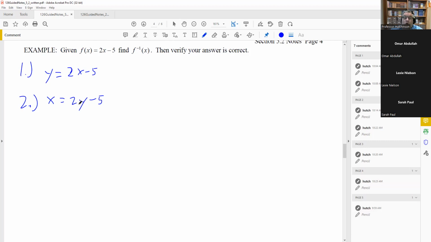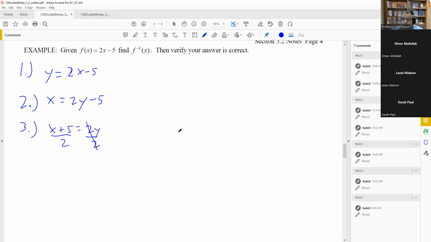Now as they're switched, we no longer have this solved for y. So now we have to solve for y in step 3. So I'm going to add 5 to both sides. Okay, so I get x plus 5 equals 2y. Then I need to divide both sides by 2, like that.